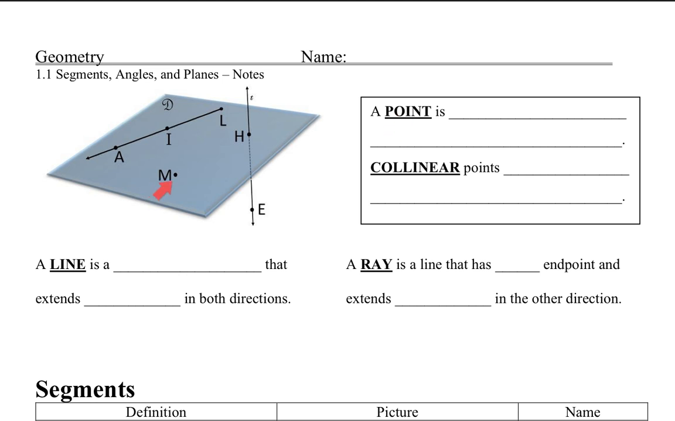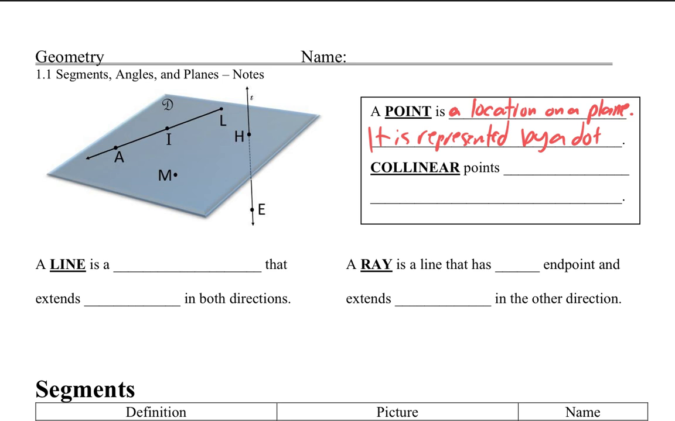So a point is something like this. Okay, it's just a location on a plane. It is represented by a dot. So you see right over here, that would be a point.